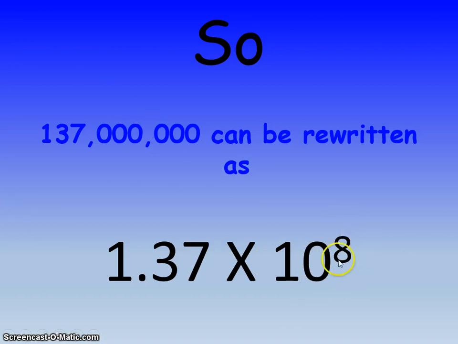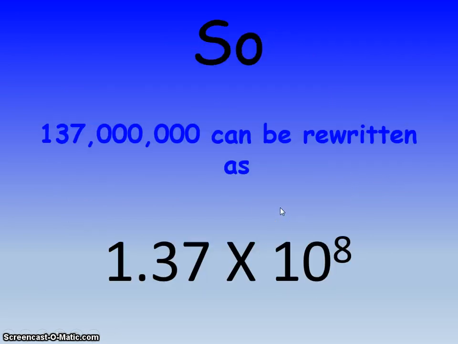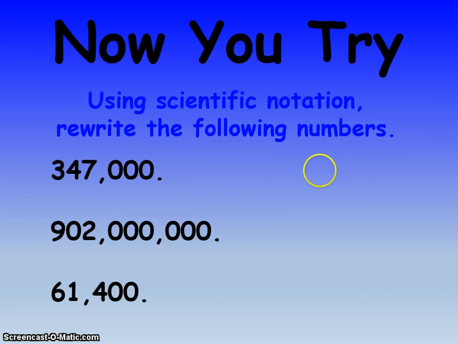Okay? How do they get 8? They move the decimal from here all the way back, 1, 2, 3, 4, 5, 6, 7, 8, to make this 1.37. They couldn't move it farther because 0.137 is less than 1, and they couldn't have kept it at 13.7, because 13 is bigger than 10, and that violates our rule for scientific notation.